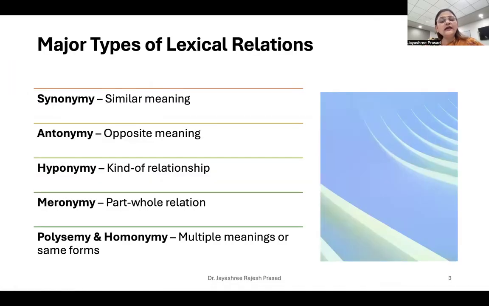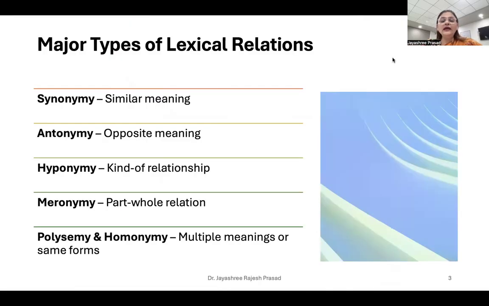Major types of lexical relations are listed over here. Here are some of the main types of lexical relations we will explore. Each one of them shows a different way in which words and their meanings are related, like synonymy, antonymy, hyponymy, meronymy, polysemy, and homonymy, and so on. Let's explore them one by one.